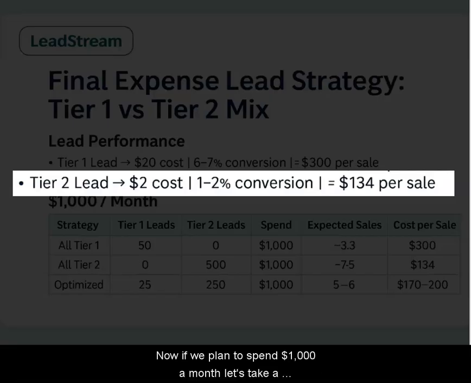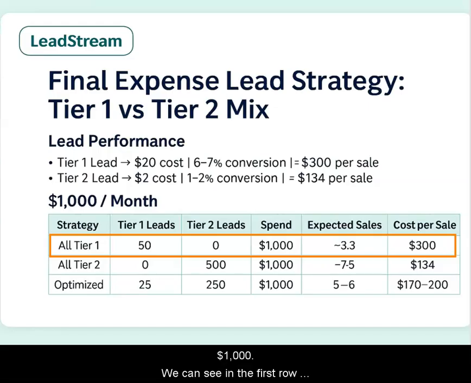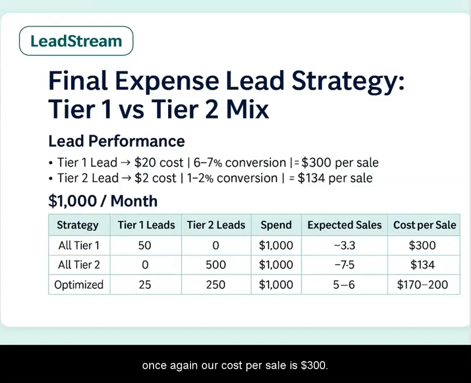Now, if we plan to spend $1,000 a month, let's take a look at a possible strategy of how we can spend that $1,000. We can see in the first row that if we buy all Tier 1 leads at $20 a lead, we will get 50 Tier 1 leads. We'll spend $1,000 and we'll write about 3 applications. So basically we'll take 6.5% times 50 total leads. That will give us 3 applications, and once again our cost per sale is $300.